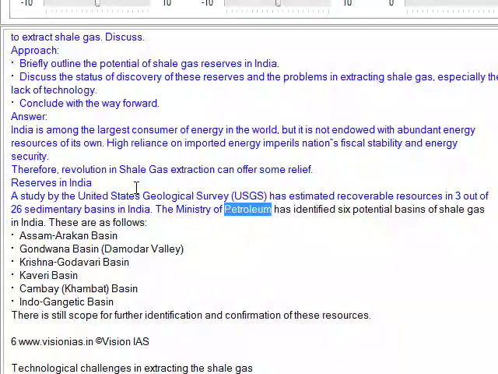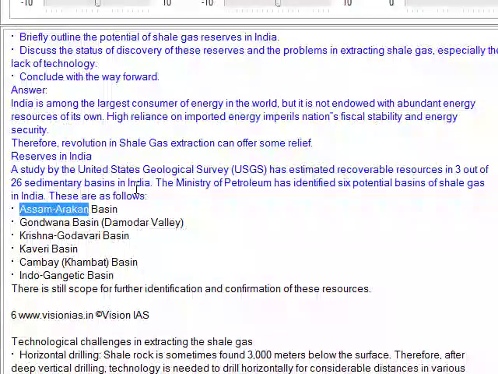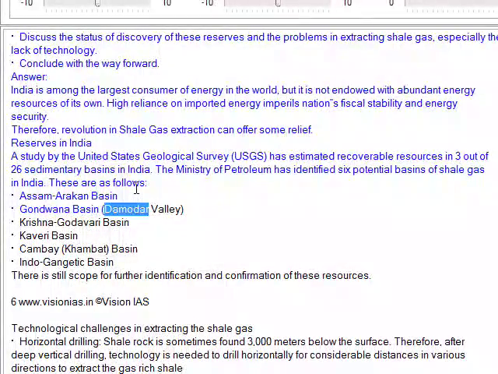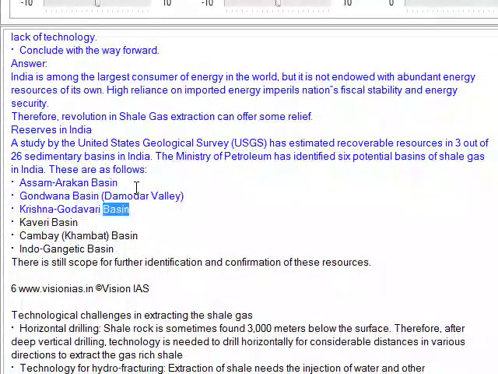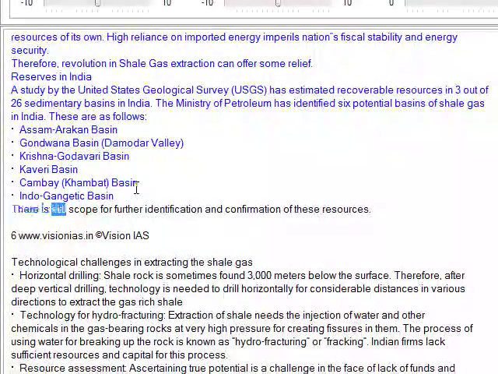The Ministry of Petroleum has identified 6 potential basins of shale gas in India. These are as follows: Vindhyan Basin, Gondwana Basin, Damodar Valley, Krishna Godavari Basin, Kaveri Basin, Cambay Basin, Indo-Gangetic Basin. There is still scope for further identification and confirmation of these resources.